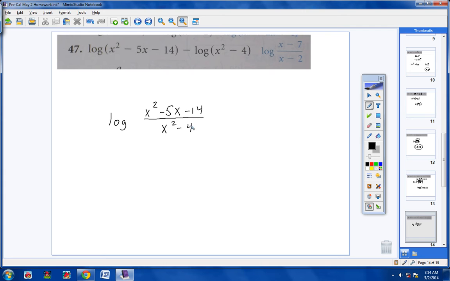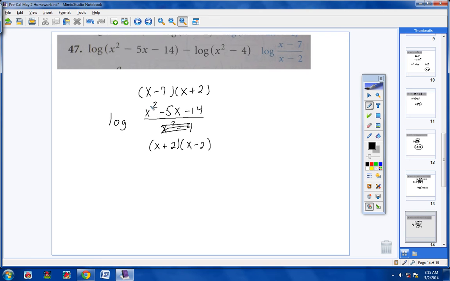The denominator is quite simple. It's the difference of two squares. So the square root of x squared is x. The square root of 4 is 2. And you would make one positive and make one negative. Up here we have a quadratic trinomial with a lead coefficient of 1. Those are the easy kinds. What two numbers multiply together give me negative 14, when added together give me a negative 5? And of course that's going to be a negative 7 and a positive 2. There we go.